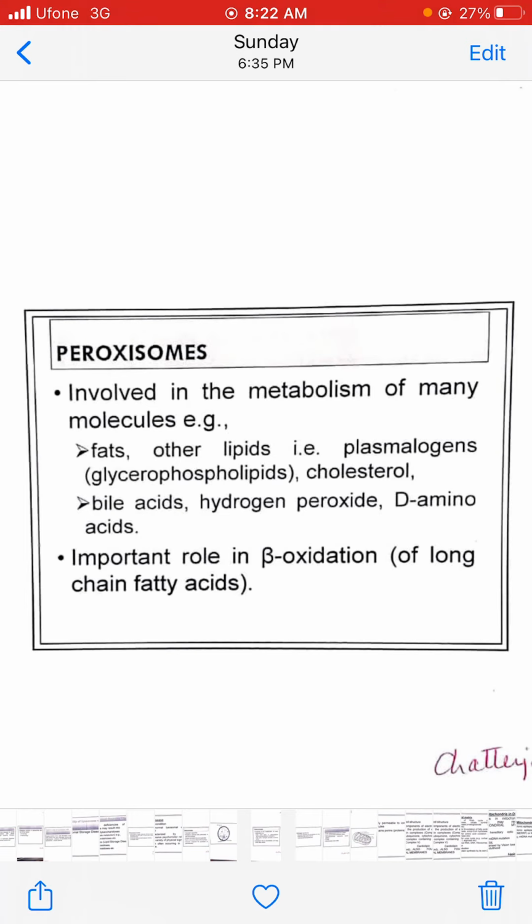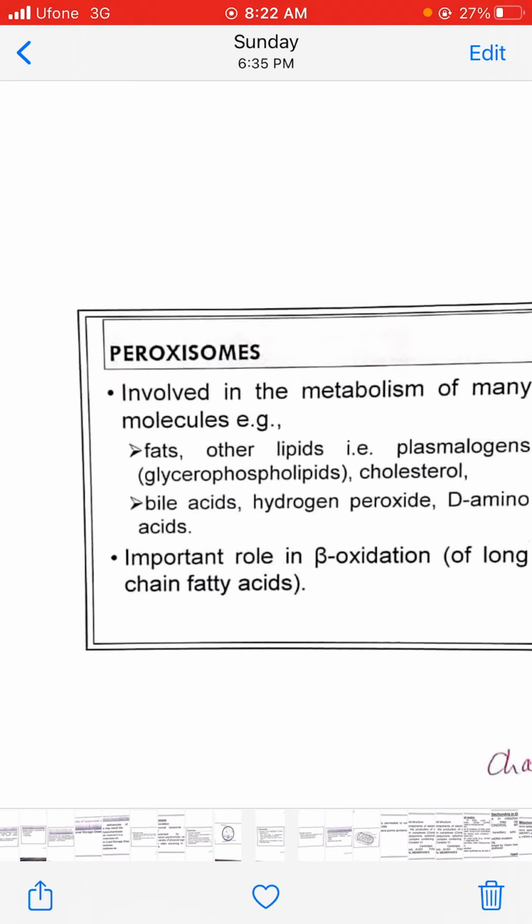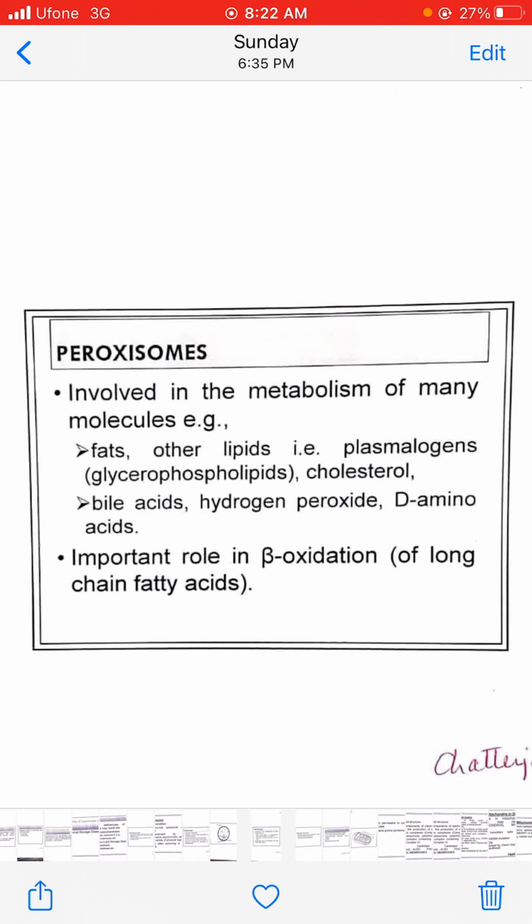It also has a very important role in the beta oxidation of long chain fatty acids. So talking about the broad functions of the peroxisomes, it includes number 1, the metabolism of lipids; number 2, steroids, cholesterol, plasmalogens; and the third most important function is the metabolism or conjugation of bile acids, hydrogen peroxides, etc.